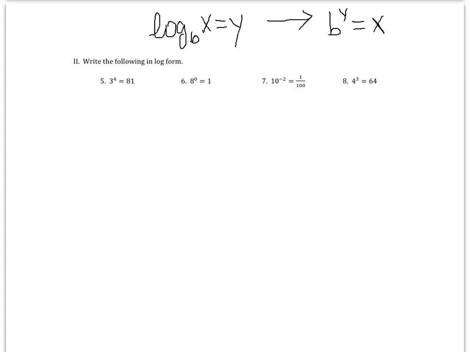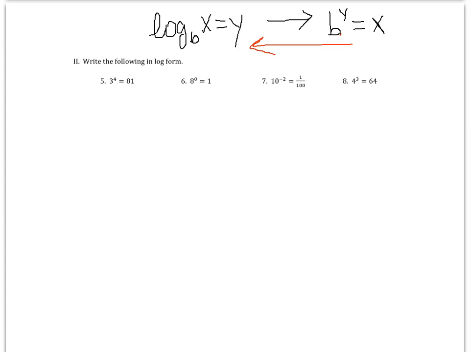Okay, so let's look at this next set of examples. Now we're going to work backwards. We're going to start in exponential form, and we're going to work backwards to get it into log form. But let's look at how to do that. We're still going to swirl around the exponential form. So we're going to start with our base b.